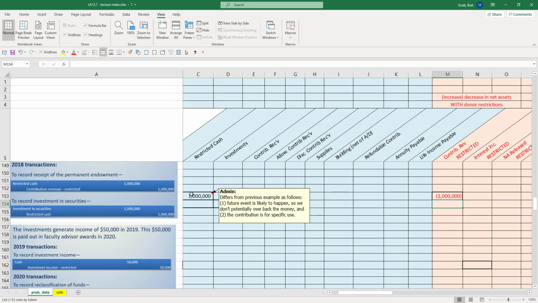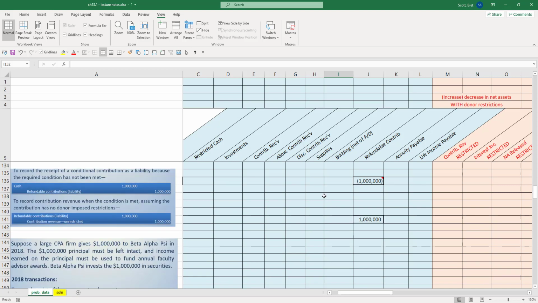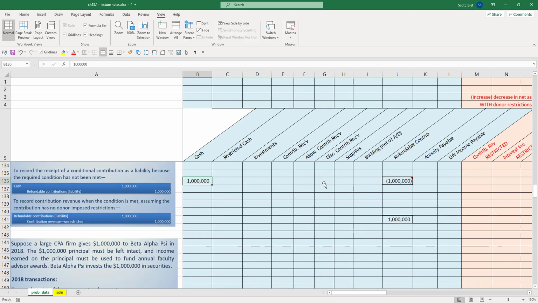Now, I left a little note in here to tell you how it differs from above. This future event is likely to happen, and the contribution is for a specific use. That is very different than what we saw up above, where the cash we receive is contingent upon an event happening in the future, but it may not happen. So we did not record it as a restricted revenue item because technically that money isn't revenue until an event actually occurs in the future. But that event may not even happen. Okay, so this is a major distinguishing feature about this journal entry.